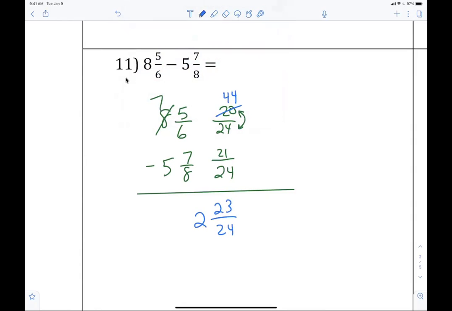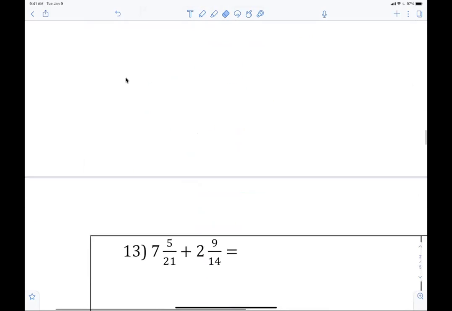All right, Miss Clifton, tell me. I don't really get why you think it's 20 to 44. Well, because in this problem, I can't go 20 minus 21. Right, so because I can't do that, I have to go ahead and borrow. You with me? Yeah. Okay. So I'm happy with that. Everybody good? All right, let's knock out 13.